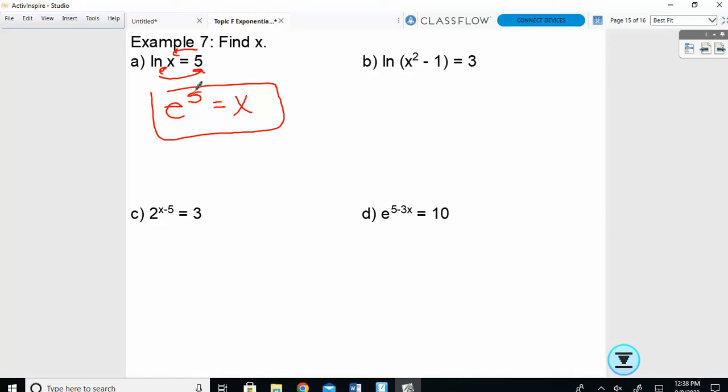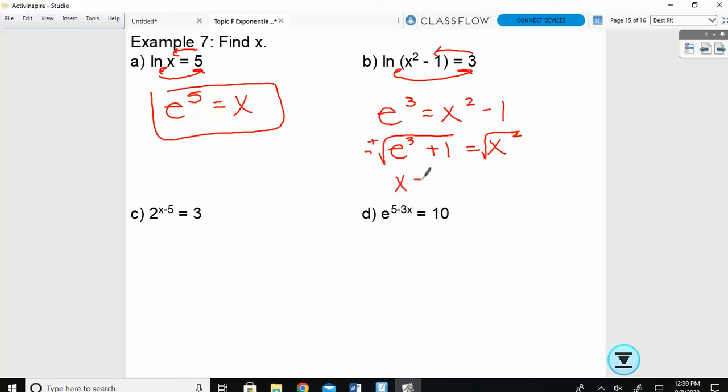B. So what's the first thing? Change it to exponential. So natural log, that's a base of e. So e to the third equals x squared minus 1. Then what would you do? We're trying to solve for x. Add over the 1. And then you square root. When you take a square root, you need plus and minus.